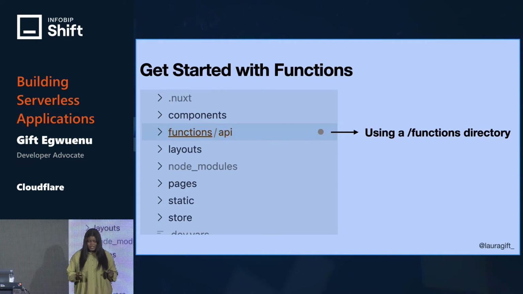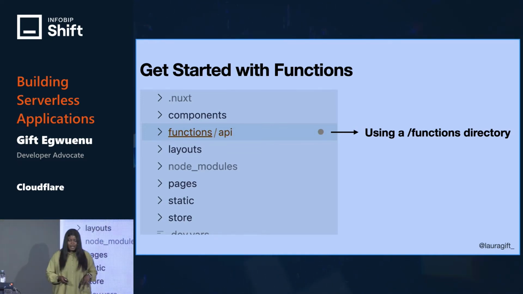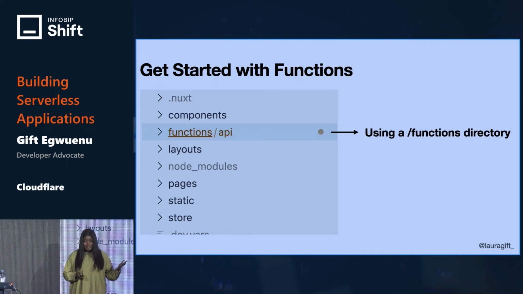This is a Nuxt project that I created, and in order for me to add dynamic functionalities using serverless functions, you have to create a functions directory inside of your project. Now, once you do this, of course, you have to deploy it to Cloudflare Pages, like I mentioned, and once you do this, you can create JavaScript functions inside of this directory. In this example, I have an extra folder called API to mimic me actually having an API for this front-end project.